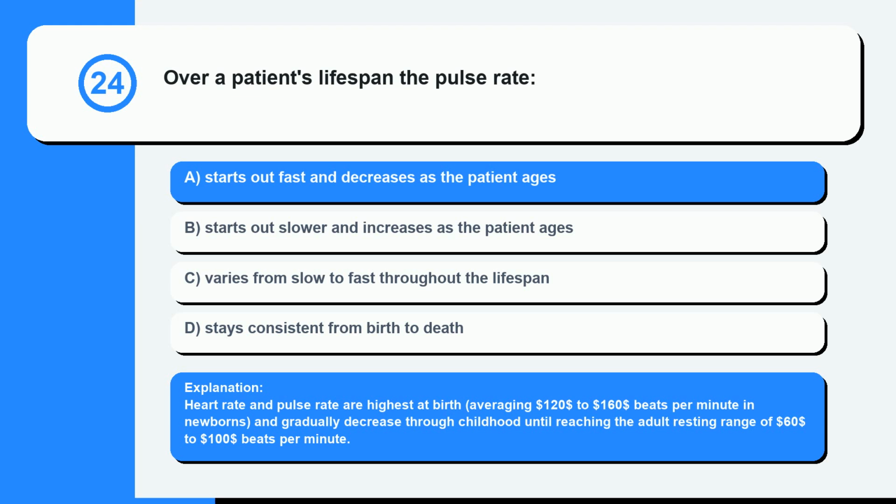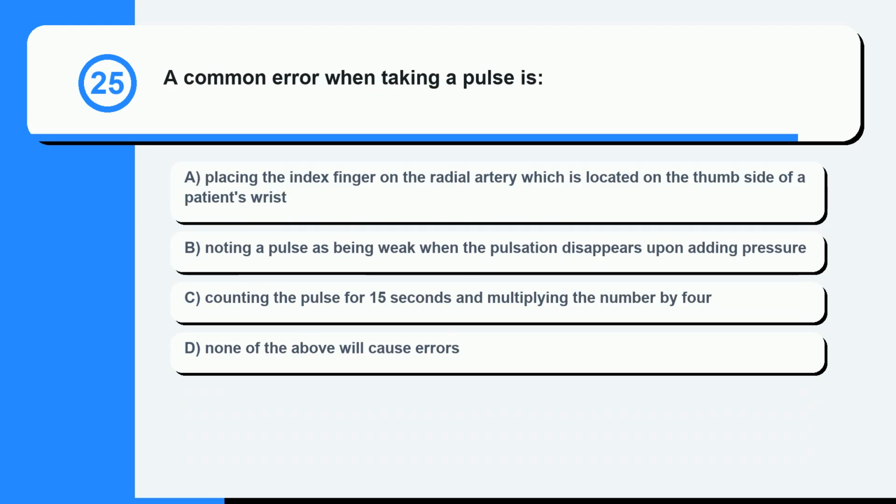Question 24. Over a patient's lifespan, the pulse rate A. Starts out fast and decreases as the patient ages. B. Starts out slower and increases as the patient ages. C. Varies from slow to fast throughout the lifespan. Or D. Stays consistent from birth to death.